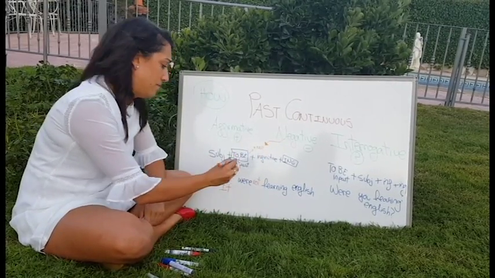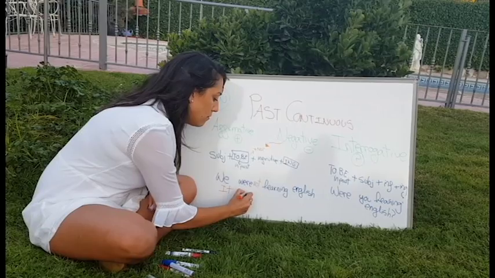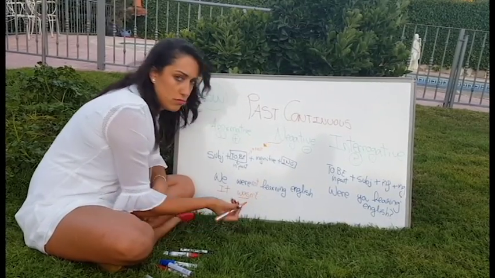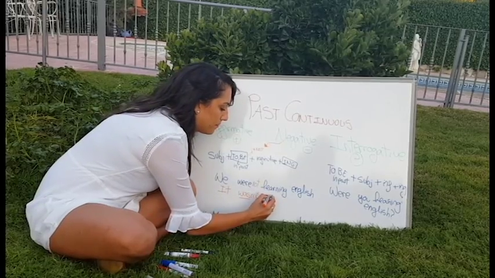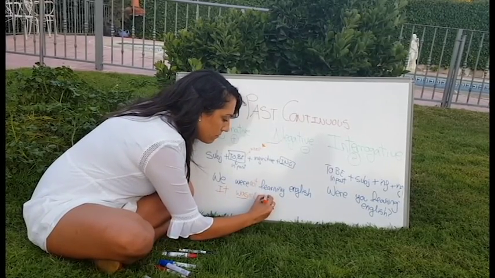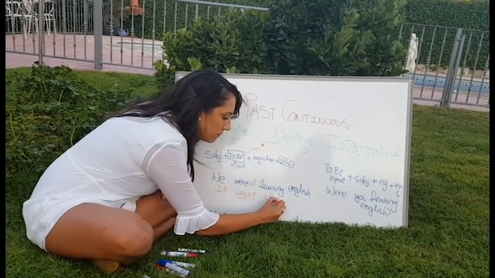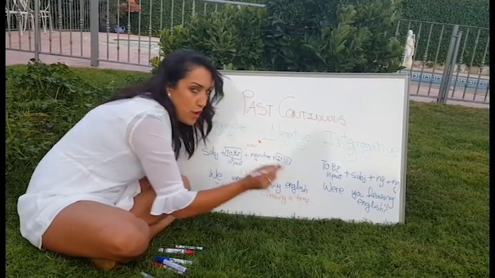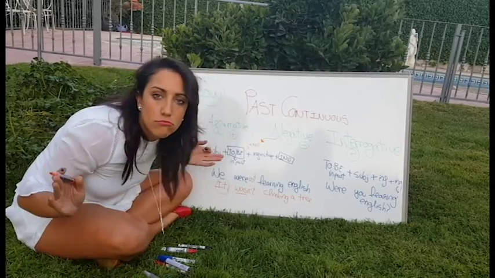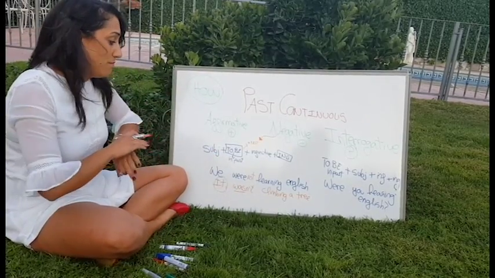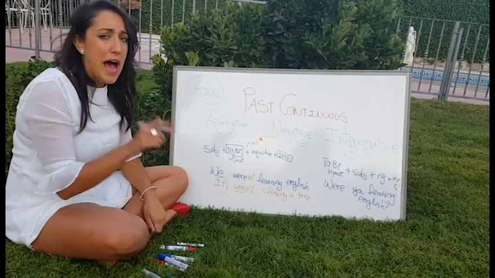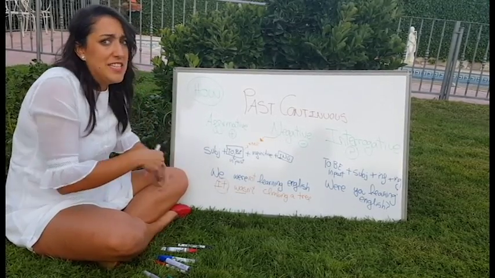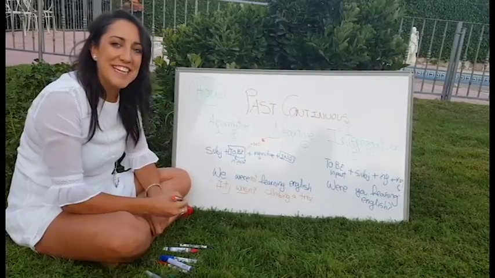And remember, instead of "we", if we put "it", it will be the same. For example, "it wasn't" or "it was climbing a tree", if we are talking about, for example, a dog, okay? So, that's simple. And you will notice that if you practice this, you will learn it.